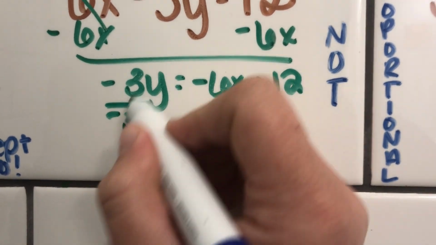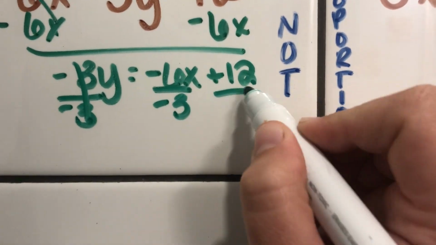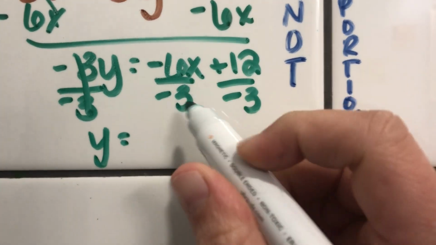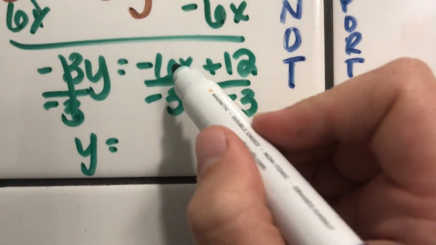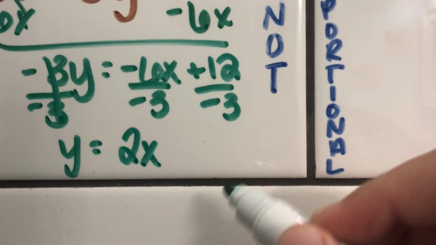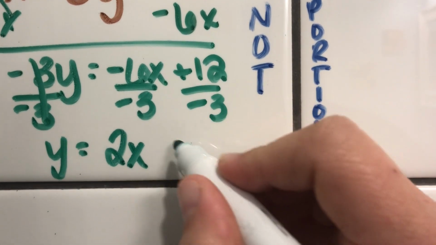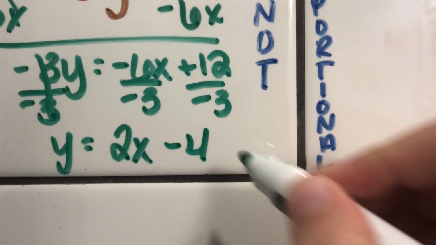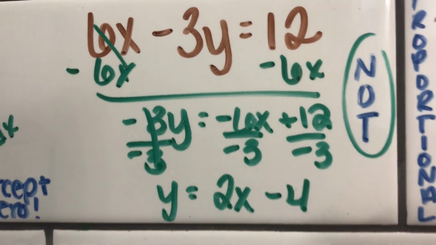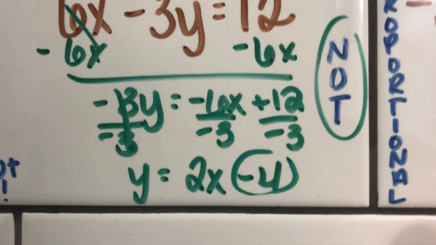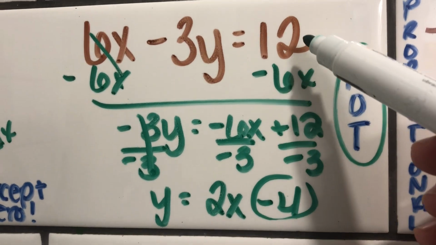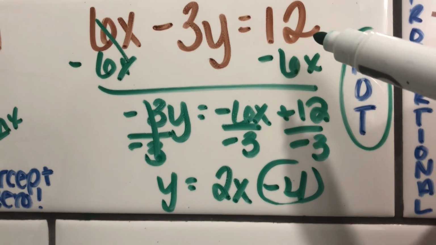Next, I divide by negative 3 on every single term of that equation. So my y is alone, but I need to make sure to simplify over here. Negative 6 divided by negative 3 is positive 2x, and 12 divided by negative 3 is negative 4. Now I know this is not proportional because I have a b of negative 4. If I graphed that, my y-intercept is negative 4. This equation is not proportional.